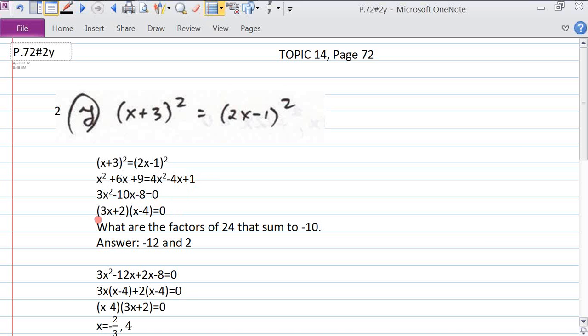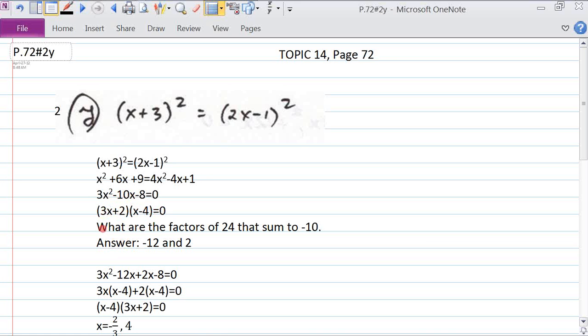So we can factor this as 3x plus 2 times x minus 4 equals 0. And that's the simplest way to do it. You could just realize that 3x times x gives you the 3x squared. And now plus 2 times minus 4 gives you minus 8. The inner is plus 2x. The outer is minus 12x. And so 2x minus 12x gives you minus 10x. And that's just by trial and error.